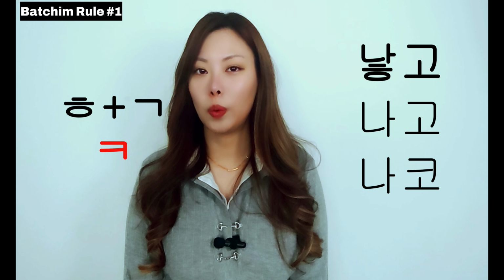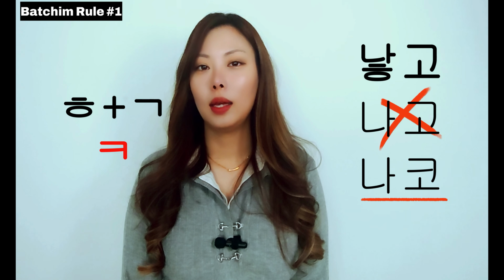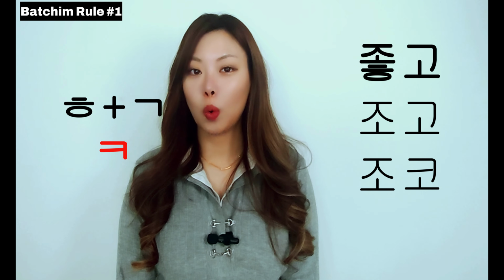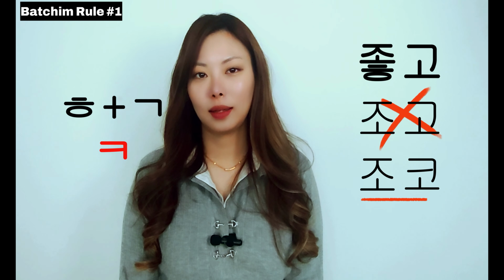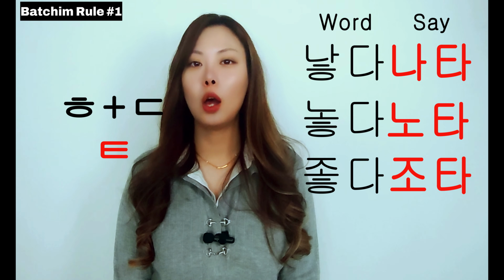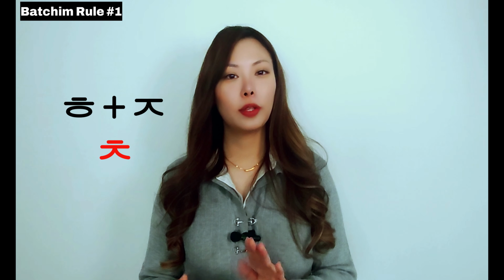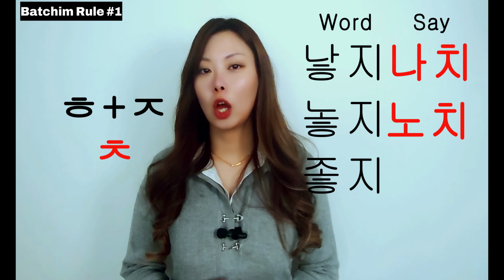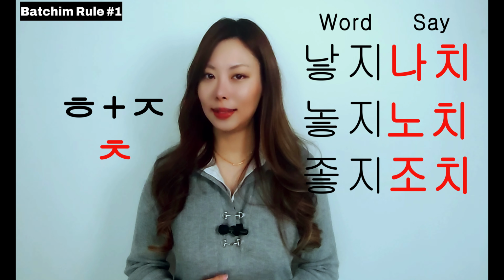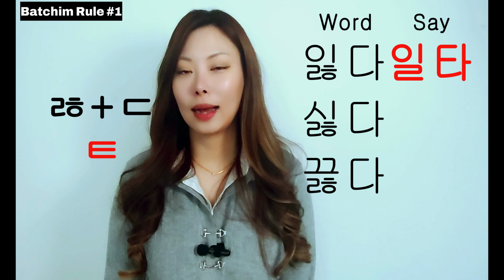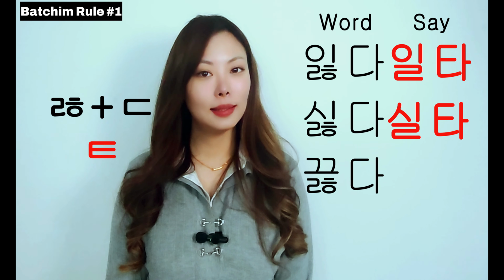Instead of saying 나고, we say 낳고. Instead of 노고, we say 놓고. And instead of 조고, we say 좋고. For 디귿 after the hieut batchim, we make a tiet sound. 낳다, 놓다, 좋다. And for the 지읒 after the hieut batchim, we make a tense 지읒 sound. 낳지, 놓지, 좋지. And this also applies to double batchims too, like 잃다, 싫다, 끓다.